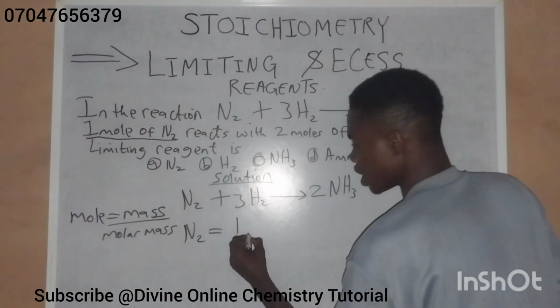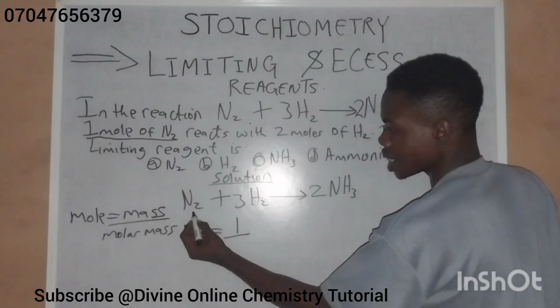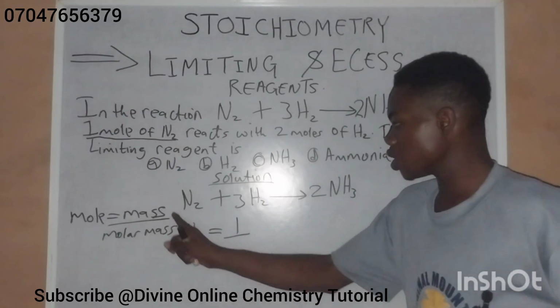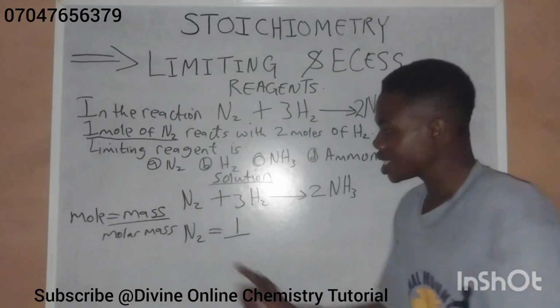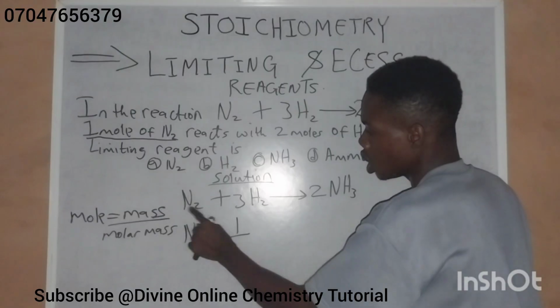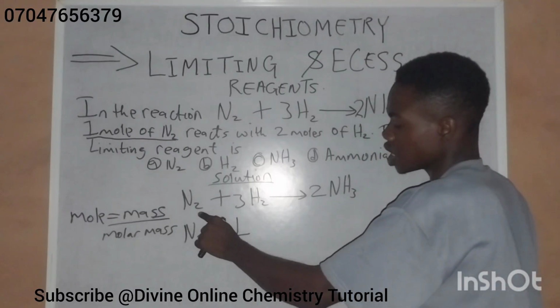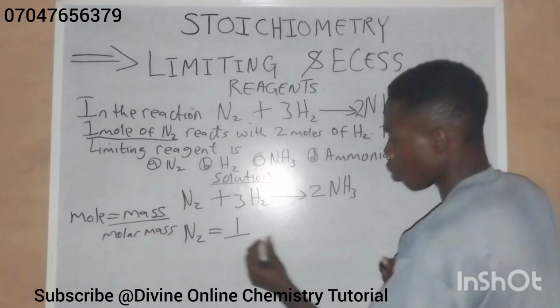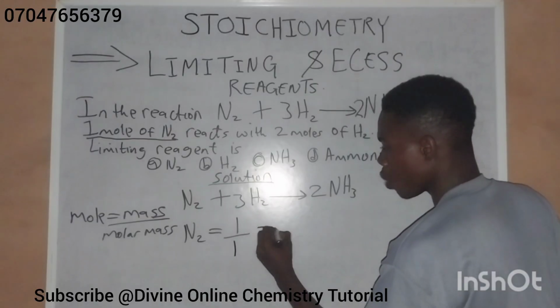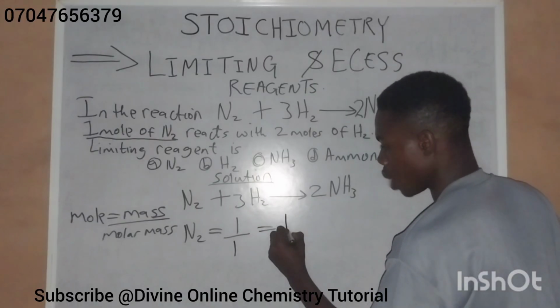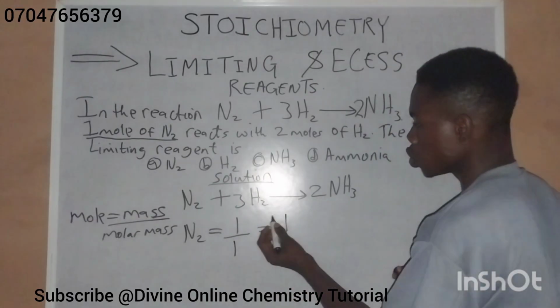So 1 divided by the coefficient of nitrogen gas. Like I said earlier, the coefficient of nitrogen gas is just 1. Since there's no value here, I see only N2 here, it means that the coefficient is 1. So divided by 1, and of course, 1 divided by 1 is still 1.